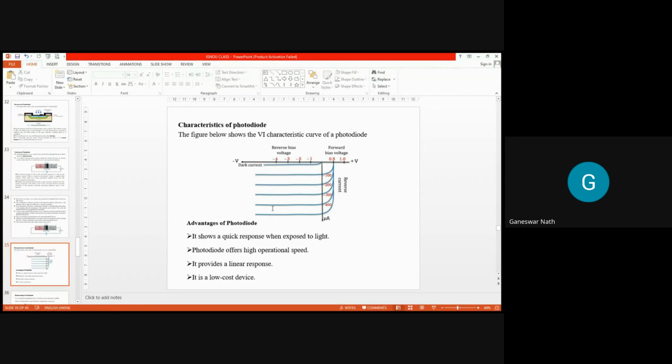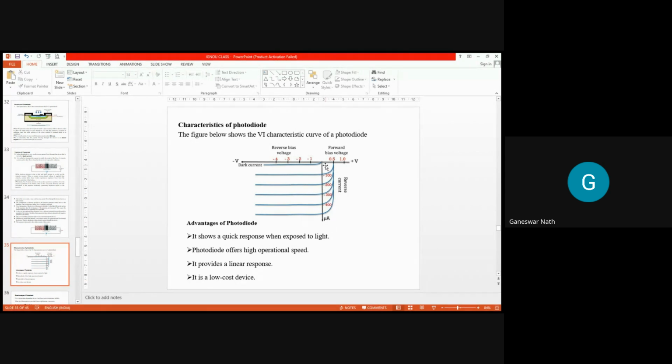Because we have to read out the VI characteristic, for a particular voltage, how the currents actually get generated. So you have to produce this. We have to draw the VI characteristic or the VI response of each of the diodes, and you are finding here this is the VI characteristic of the photodiode here.